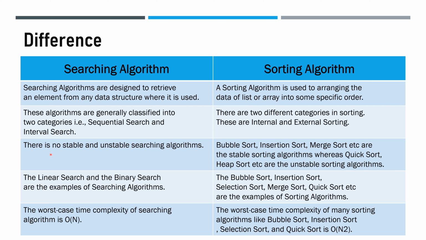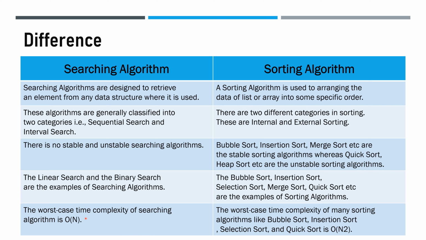In searching algorithms, there are no stable and unstable algorithms. But in sorting algorithms, bubble sort, insertion sort, merge sort, etc. are stable sorting algorithms, whereas quick sort, heap sort, etc. are unstable sorting algorithms. Linear search and binary search are examples of searching algorithms. Bubble sort, insertion sort, selection sort, merge sort, quick sort, etc. are examples of sorting algorithms.